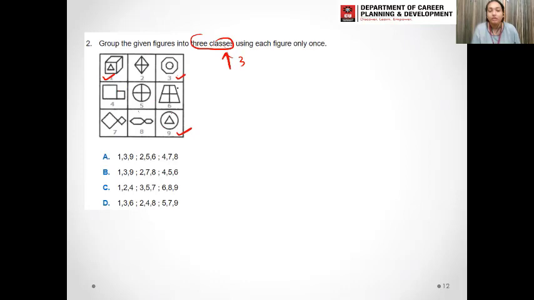No other image contains a circle or some other polygon with another polygon inside it. So we cannot see any other figure over here. So our first group is 1, 3 and 9. 1, 3 and 9 are given in only options A and B, so we will eliminate C and D.